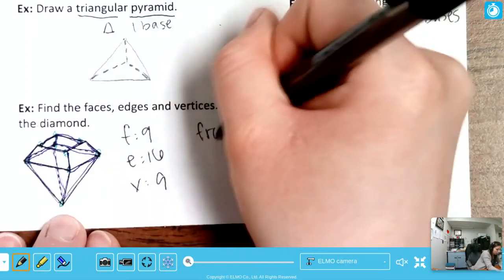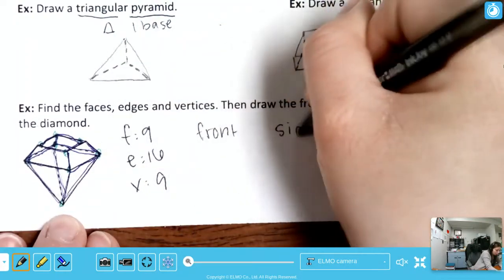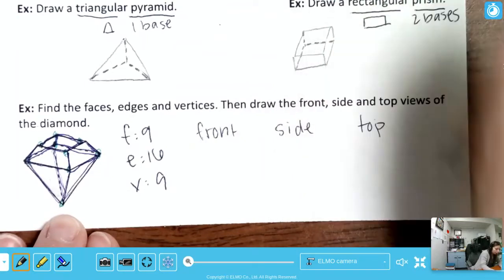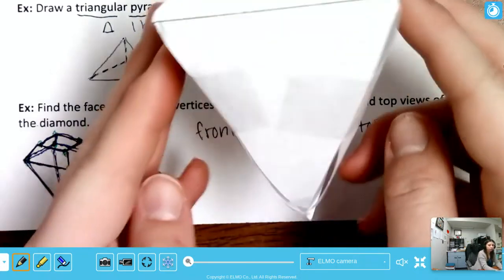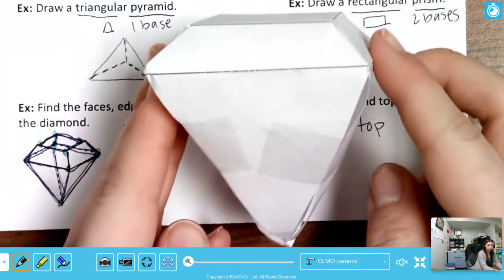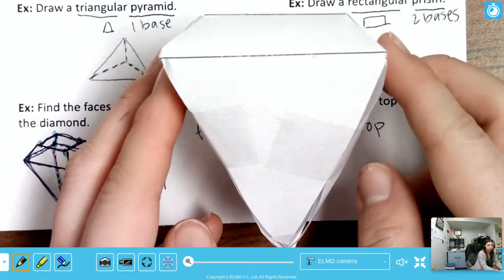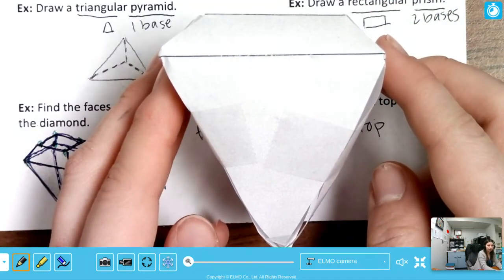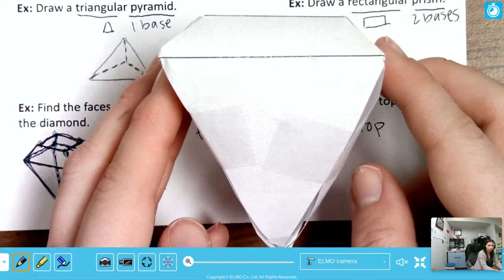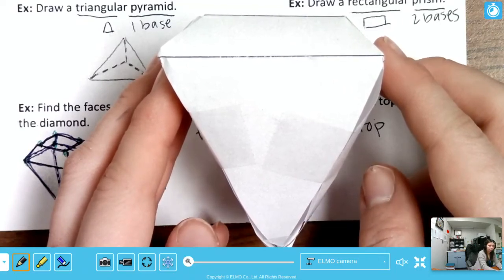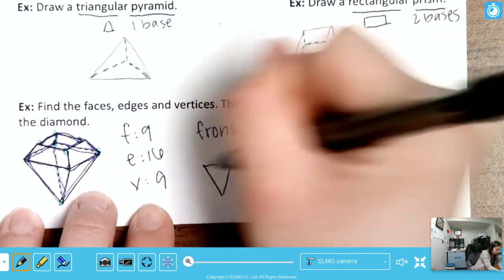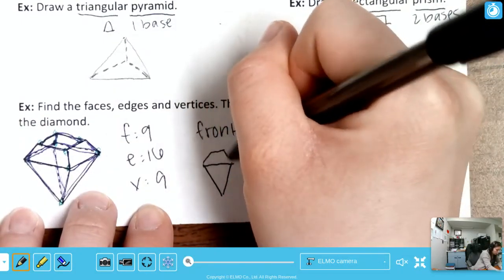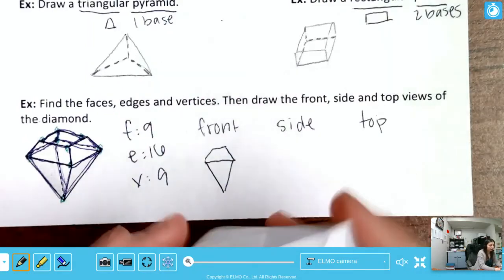Now let's go ahead and draw the front, side, and top views of this particular solid. And I actually have a little model here that we can look at. So we're going to look at it from the front first. This is what it would look like from the front. So I see a triangle below with a trapezoid on top. That's what it looks like if we look at it just from the front. So that's what we're going to draw. We have a triangle on the bottom with a little trapezoid on the top. So that was the front view.